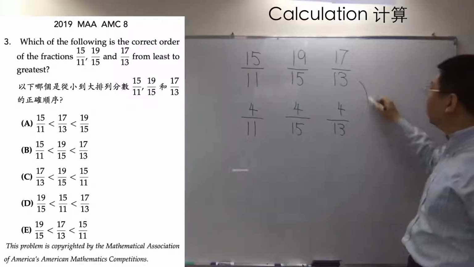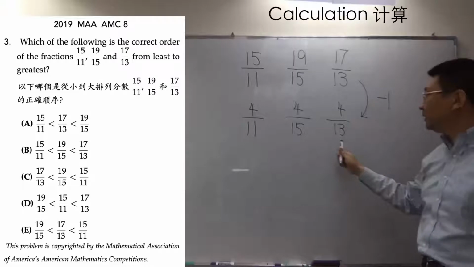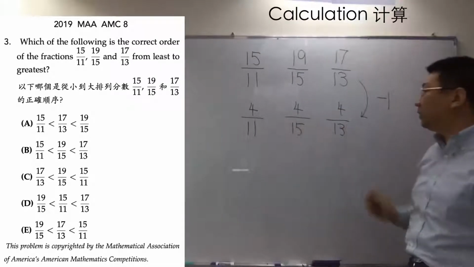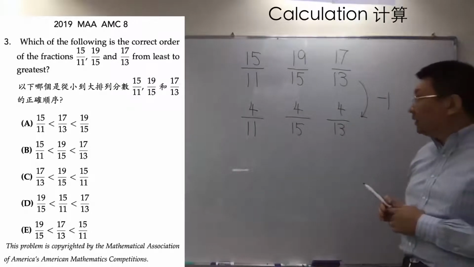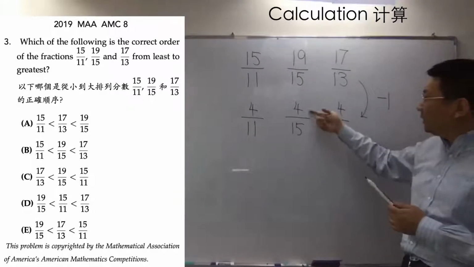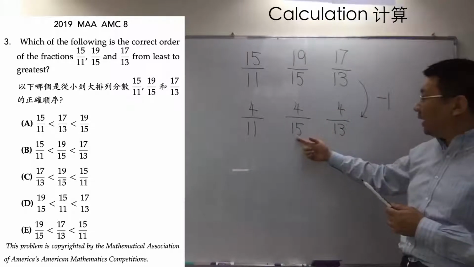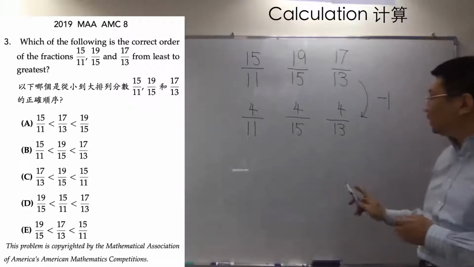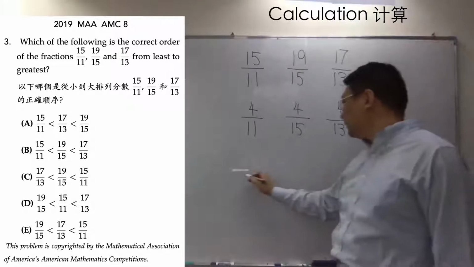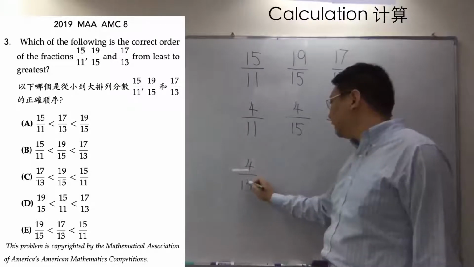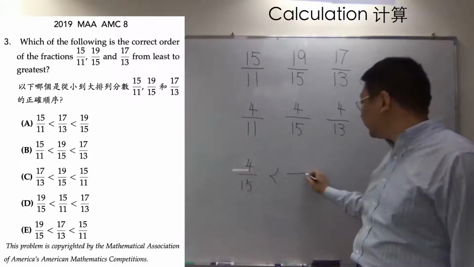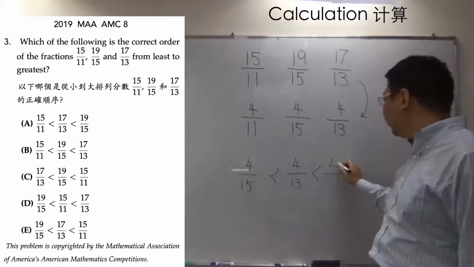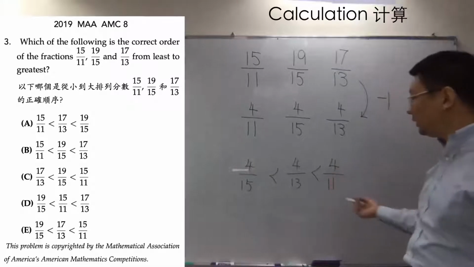So after we deduct 1 from all the fractions, we get 3 fractions which happen to have the same numerator but different denominators. So we know that when we do a division, the larger divisor we have, the smaller quotient we have. So for these fractions, it's easy to order. Which one is the smallest? 4 over 15. And which one is the next? It will be 4 over 13, and the largest one is 4 over 11. And then we can select the answer.